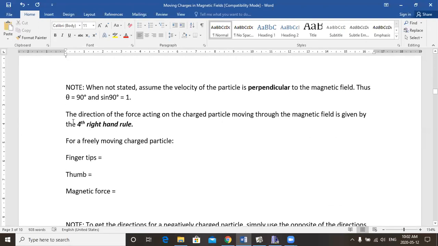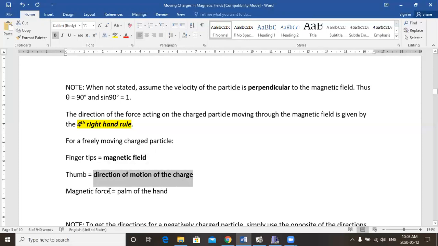So we have the fourth right-hand rule for the direction of a magnetic force acting on the movement of a charged particle. So the fingertips equal the magnetic field. The thumb represents the direction of motion of the charge, and the magnetic force would be the direction of the palm. So we've got the magnetic field, we've got the direction of motion of charge, and we've got the magnetic force.